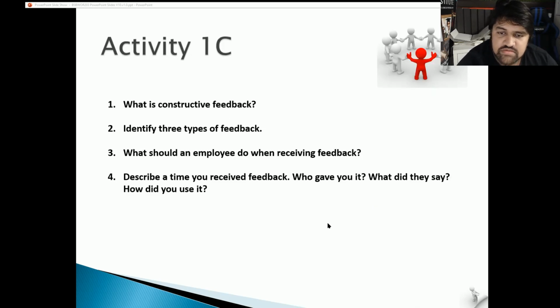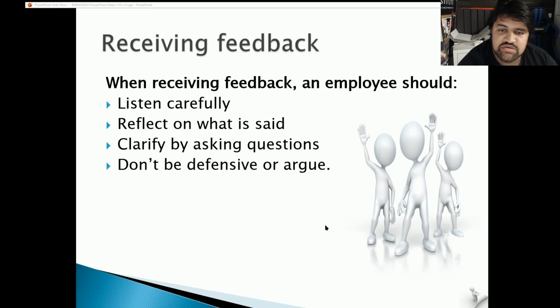Okay, next one. What should an employee do when receiving feedback? When we're receiving feedback, we should be listening carefully. We should reflect on what is said, clarify by asking any questions if we are confused about the review, and then we should always have an open attitude and not argue and be defensive with our supervisors or whoever is giving us the review.